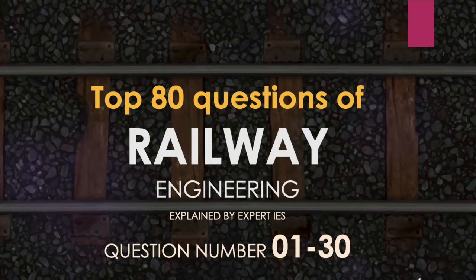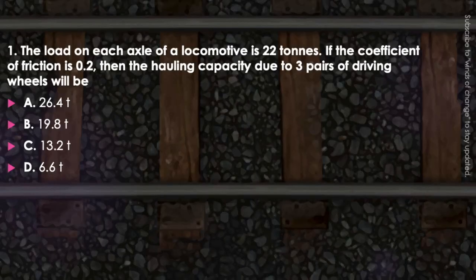Welcome to the first video of top 80 questions of railway engineering. In this video, we will cover question number 1 to 30. So without any delay, let's start. The first question: the load on each axle of locomotive is 22 tons. If the coefficient of friction is 0.2, then the hauling capacity due to 3 pairs of driving wheel will be? The options are 26.4 tons, 19.8 tons, 13.2 tons or 6.6 tons.